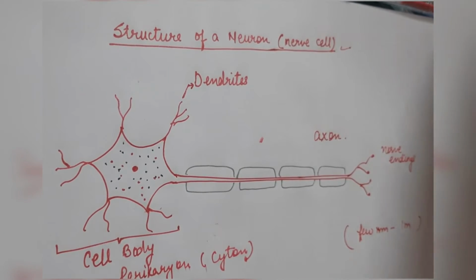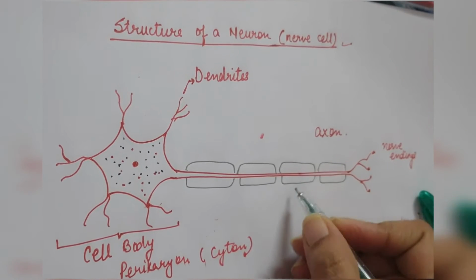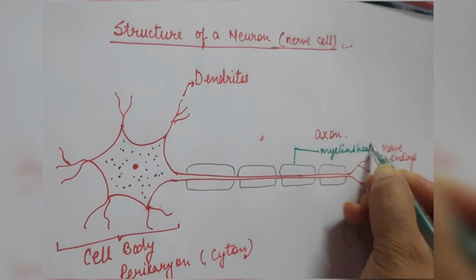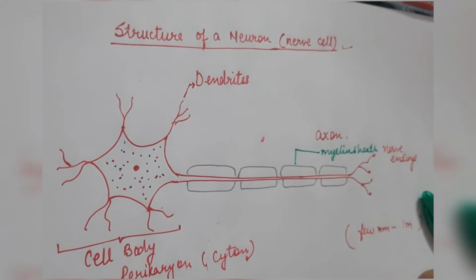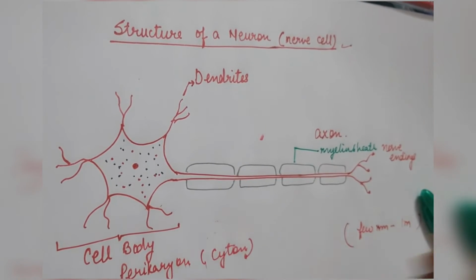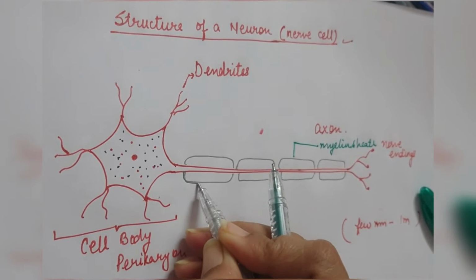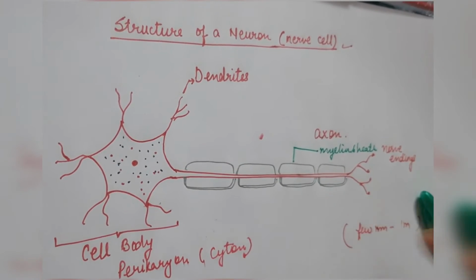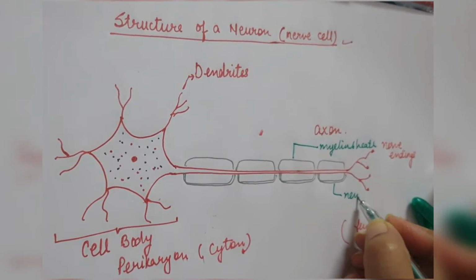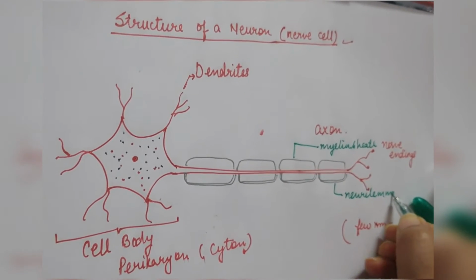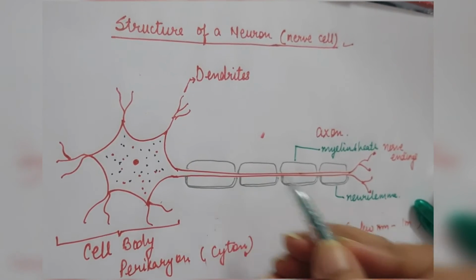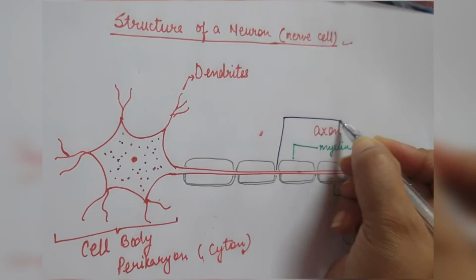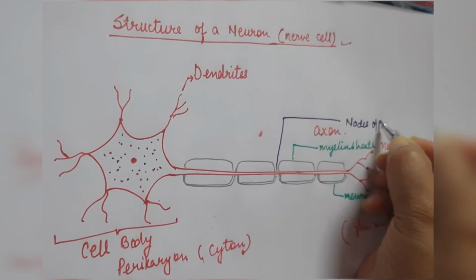So what we can see here is the myelin sheath, and there will be another layer. The outermost layer is known as the neurilemma, a thin layer, or neurolemma. The myelin sheath shows some gaps. Can you observe these gaps here? These gaps are known as the nodes of Ranvier.